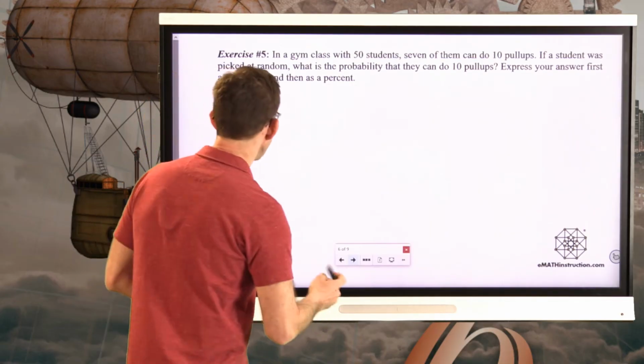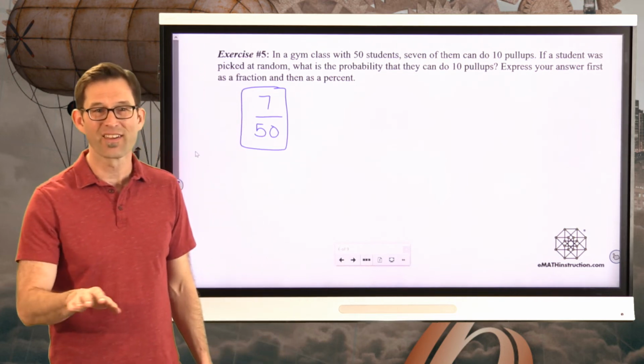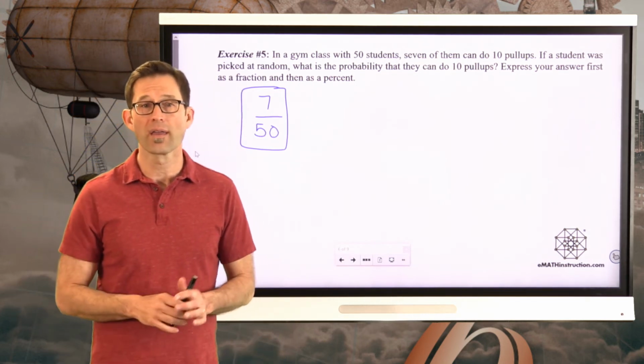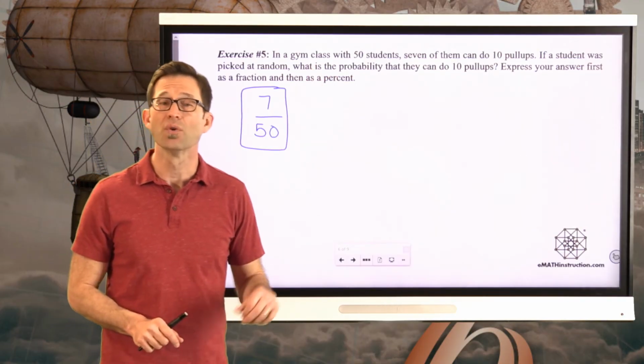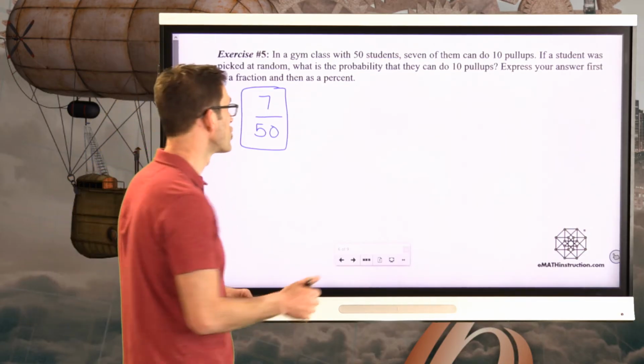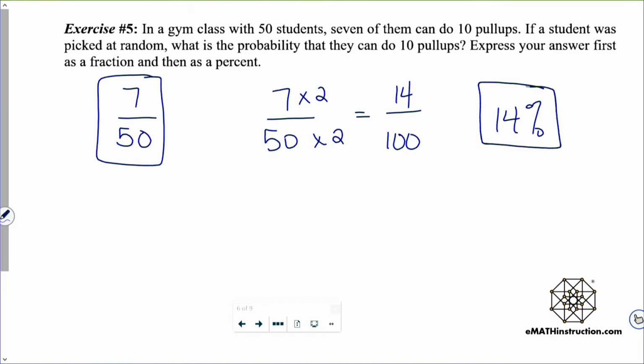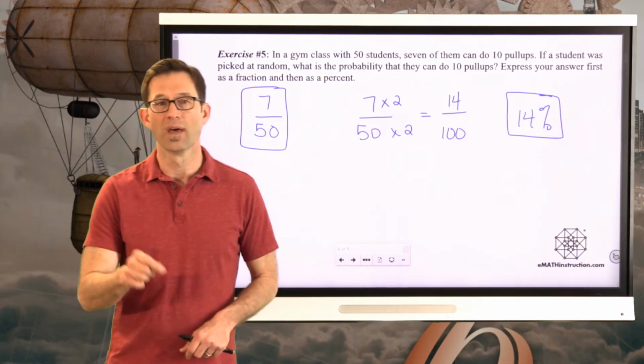The fraction that can do 10 pull-ups is 7/50ths, right? And so that's my probability in terms of a fraction. There are 50 total equally likely outcomes, all the kids. 7 of them fall into the category I care about, i.e. that they can do 10 pull-ups. So 7/50ths is my probability in terms of a fraction. But if I want it in terms of a percent, then I'm going to take my 7/50ths and multiply by 2 in both the numerator and denominator to get 14 100ths, and that means that there is a 14% probability that I will pick a kid who can do 10 pull-ups.